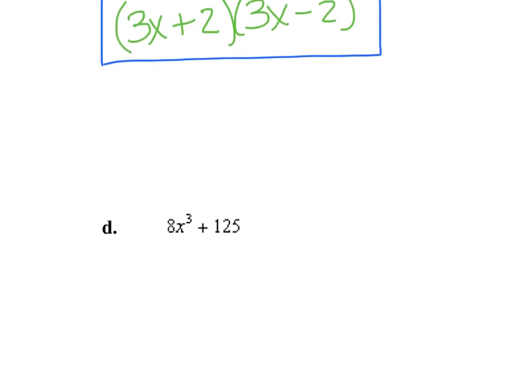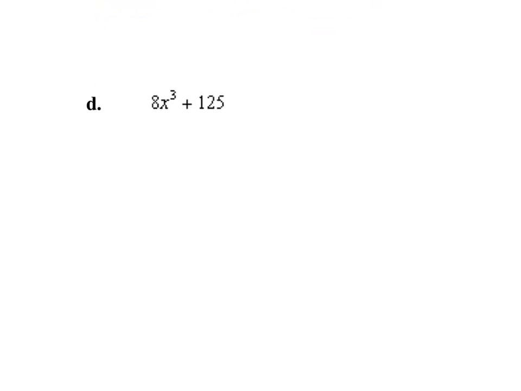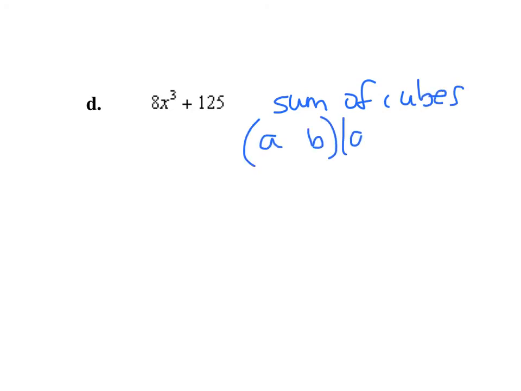All right, next one, 8x cubed plus 125. This is very similar to the difference of cubes, which is what we did at the very top. This one would be a sum of cubes. So we've got a, b, a squared, ab, and b squared. And this is the sign that we need, so it's a plus sign. So it would be same, opposite, always positive.